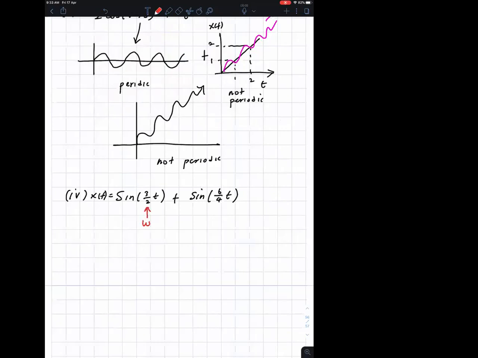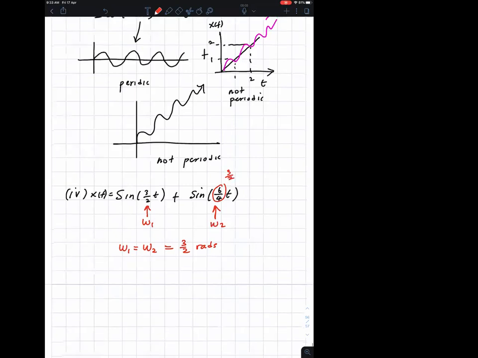frequency. So call this frequency 1 and this frequency 2. Is frequency 1 equal to frequency 2? Yes, both of them are the same, 3/2 radians per second. So it's the same signal, but because they forgot to simplify, 6/4 is 3/2. It's the same signal, but students are finding two different periods.